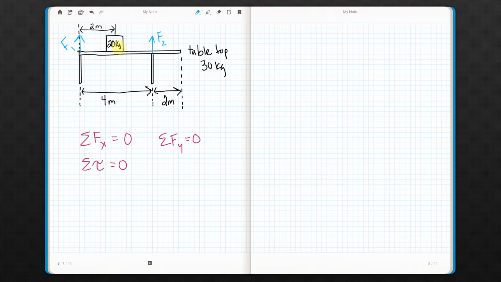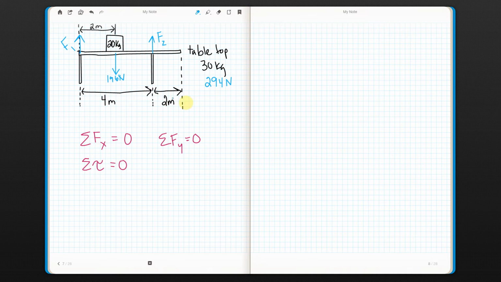Well, I also have this box pushing down on the tabletop with its weight. So that's 20 kilograms times 9.8 meters per second squared, which comes out to 196 newtons. And the force of gravity is acting on the tabletop itself with a force of 30 kilograms times 9.8 meters per second squared. That is going to be 294 newtons. And that is going to act on the center of mass of the tabletop.